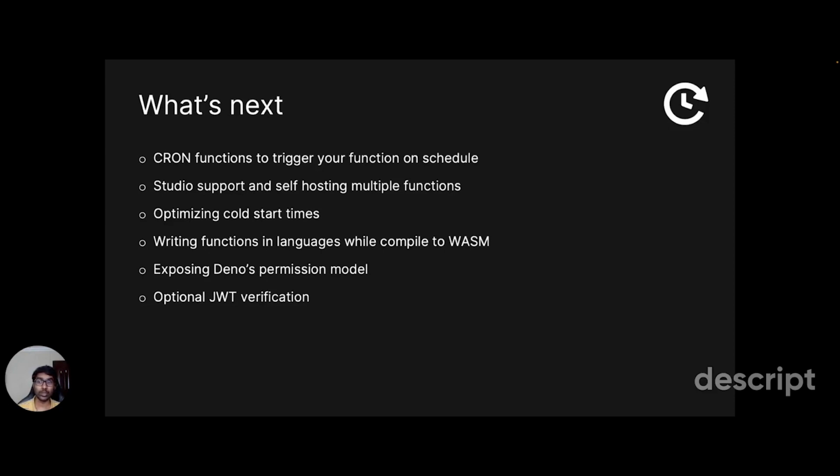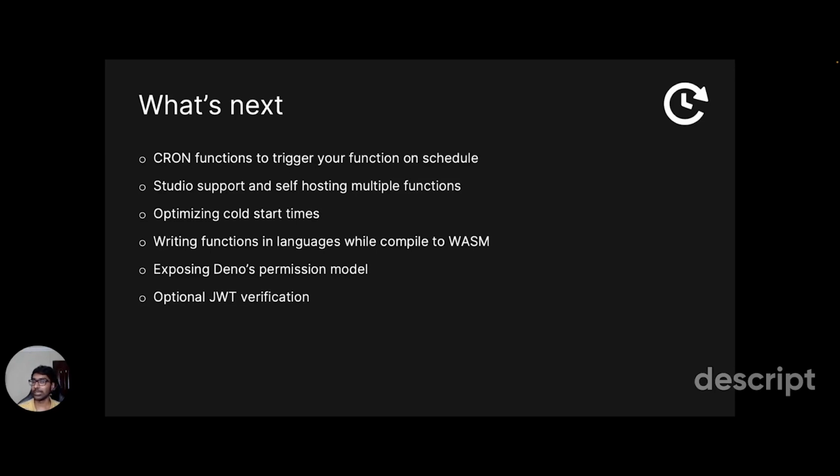And Deno has a way for you to execute WASM binaries inside the Deno runtime. We are planning to expose that to users so that you can write your functions not just in Deno, but also in any language that can compile down to WASM. We are also planning to expose the Deno permission model so you can be way more granular in what permissions your function has. So you can restrict what environment variables the function has access to, and also what domains it can connect to when it's running.